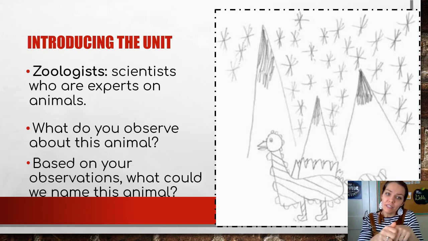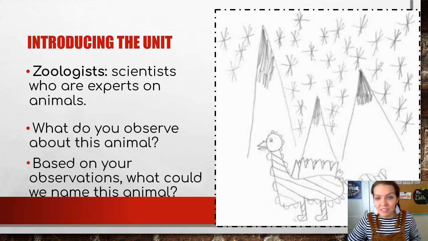Based on these observations, what could you call this animal? So you might include the word stripes in your names, or spikes, or mountainous to describe where it lives. These are observations that zoologists make anytime they discover a new species.